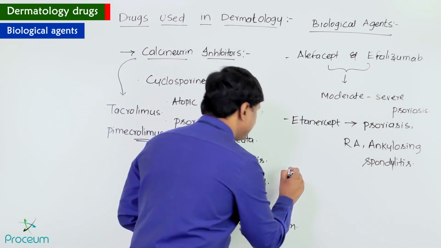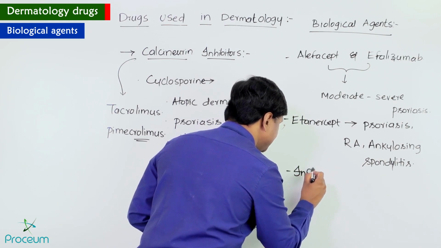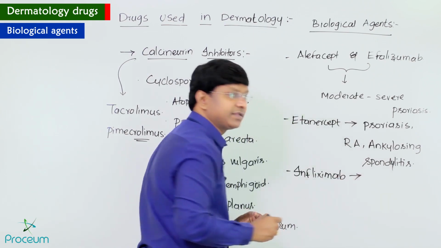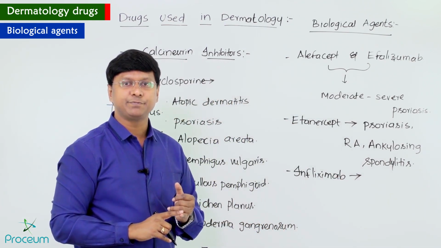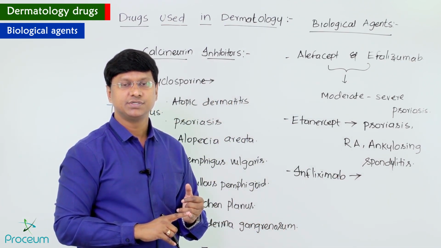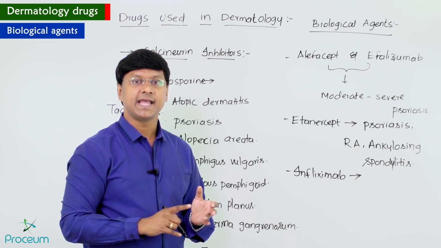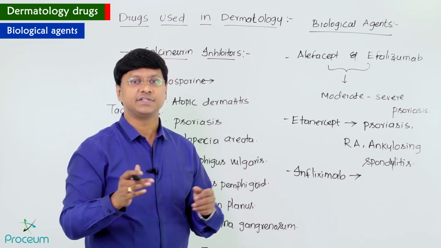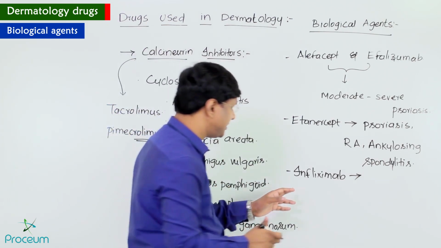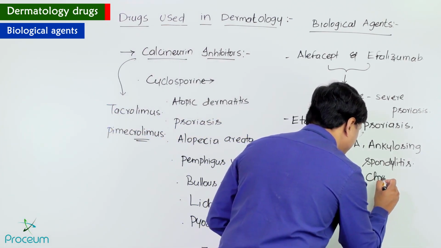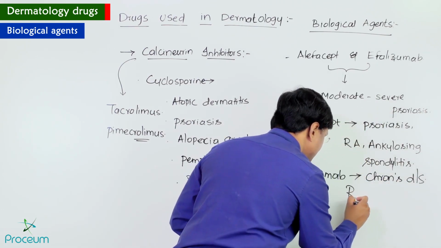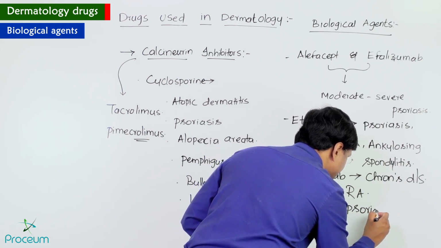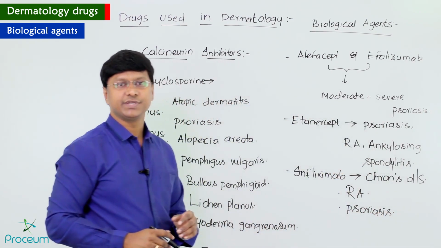Next, we have another biological agent called infliximab. Remember, infliximab is approved for Crohn's disease and rheumatoid arthritis, and is in trials for the treatment of psoriasis.